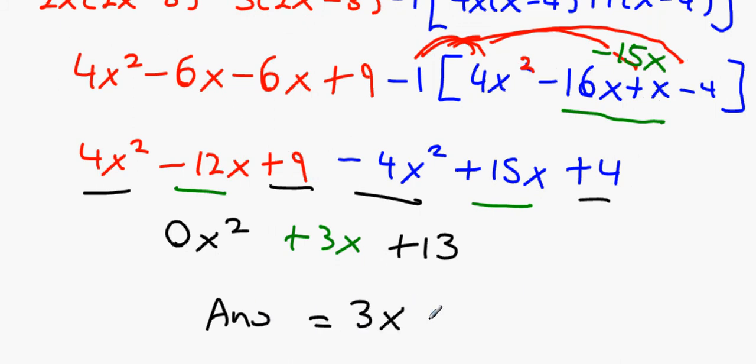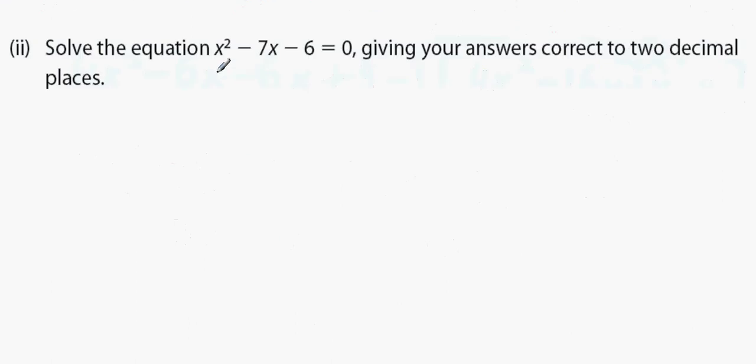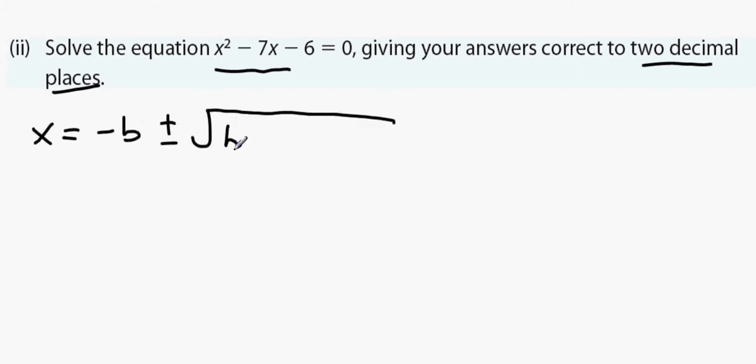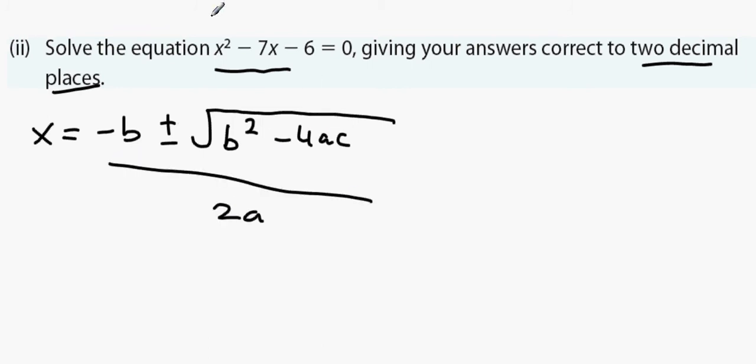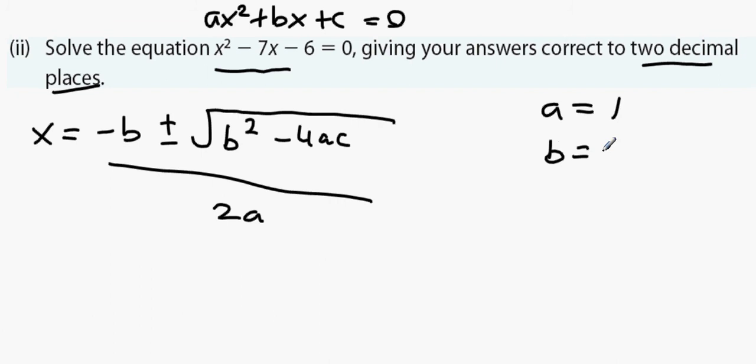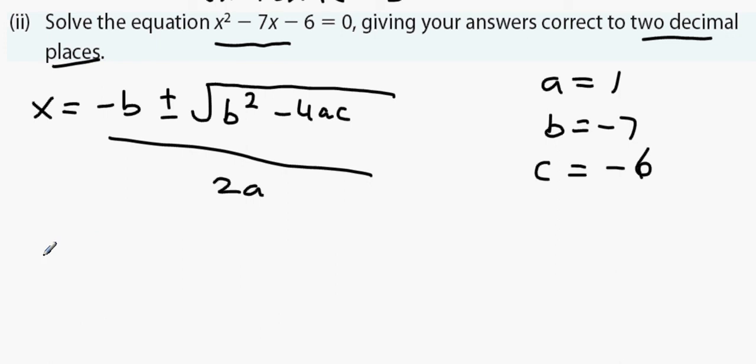Next one. Solve the equation, giving your answer correct to 2 decimal places. The 2 decimal places is a dead giveaway for the minus b formula, where x equals minus b plus or minus the square root of b squared minus 4ac, all over 2a. Now the next thing you need to know is that the general formula, and it's given to you in your logbook, is ax squared plus bx plus c equals 0. So a equals 1, b equals minus 7, and c equals minus 6. So the next thing we're going to do is get x equals, now I like to put down minus b equals plus 7.